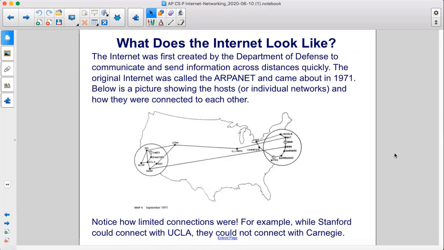The Internet was first created by the Department of Defense to communicate and send information across distances quickly. The original Internet was called the ARPANET and came about in 1971. Below is a picture showing the hosts, or individual networks, and how they were connected to each other. Notice how limited connections were. For example, while Stanford could connect with UCLA, they could not connect with Carnegie.